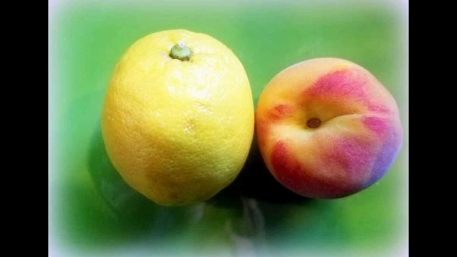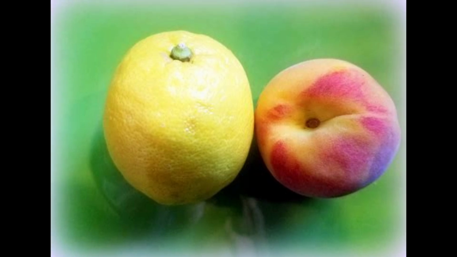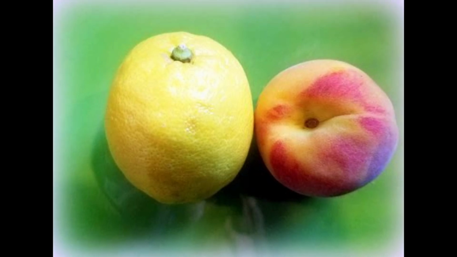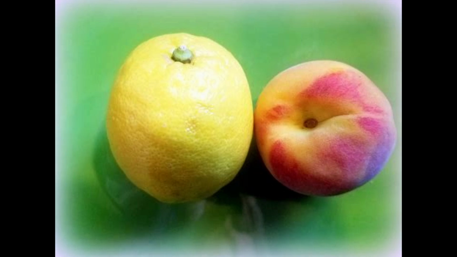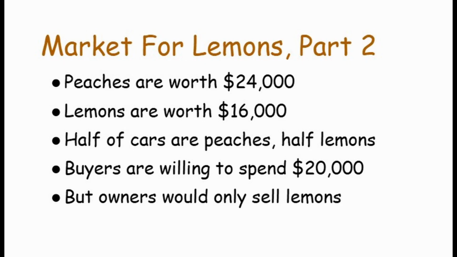We could divide cars into 2 categories. Peaches are good cars that run really well, and lemons are bad cars that have a lot of problems. And let's say that peaches are worth $24,000 and lemons are worth $16,000. And let's also say that half the cars are peaches and half the cars are lemons.